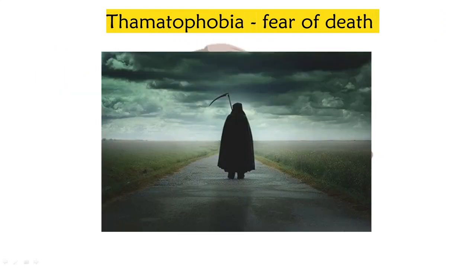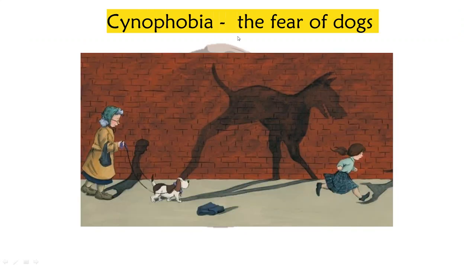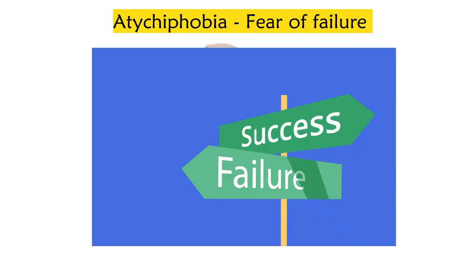Moving on, thanatophobia, THANATO phobia. It means it is a fear of death. Next is ailurophobia. It means extreme or irrational fear of cats. Cats. Okay. Next is cynophobia. Cynophobia, it is the fear of dogs. So in this one you're afraid of dogs, in this one you're afraid of cats. Moving on.